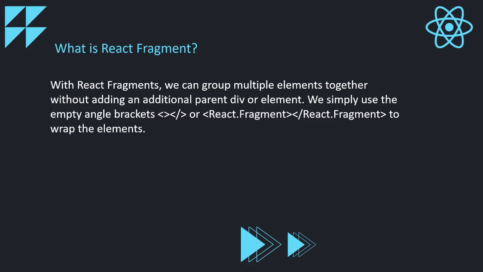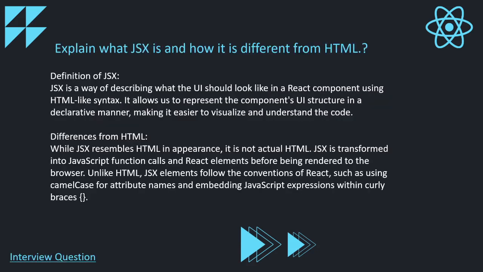So with this, we have come to an end of this video, and it is now the time that we discuss an interview question based on JSX. So the interview question that you can get is, explain what JSX is and how it is different from HTML. So first of all, you can say the definition of JSX, like JSX is a way of describing what the UI should look like in a React component using HTML-like syntax. It allows us to represent the component UI structure in a declarative manner, making it easier to visualize and understand the code.